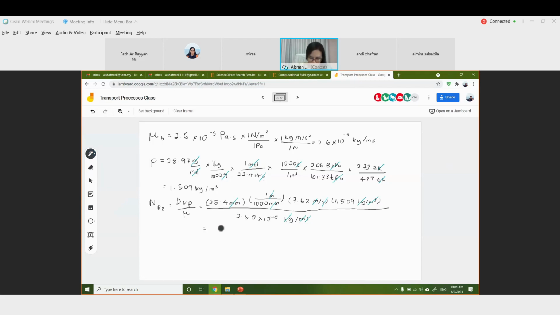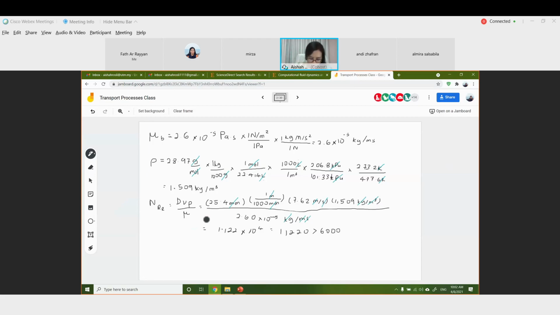So in this case, you will get 1.122 times 10 to the power of 4. Like you said just now, it's dimensionless. But if you write it in full, it is 11220. So this is more than 6,000. If you remember, if the Reynolds number is over 6,000, that means that the flow is turbulent.